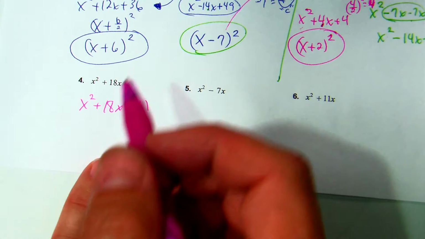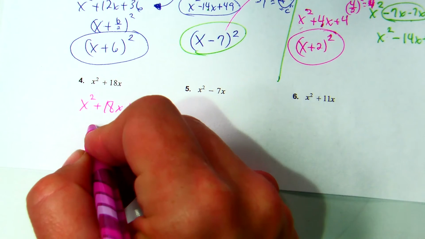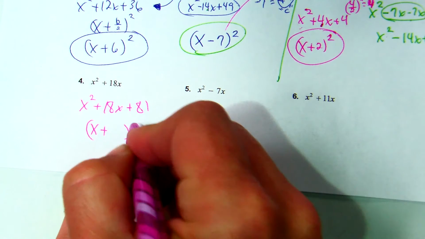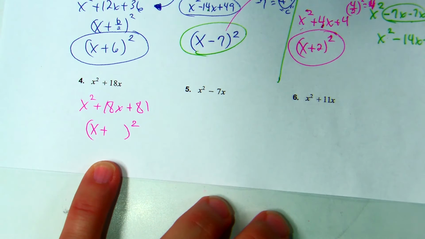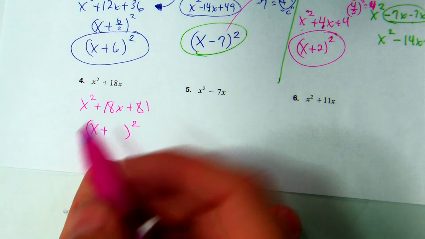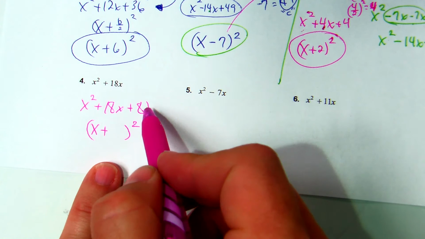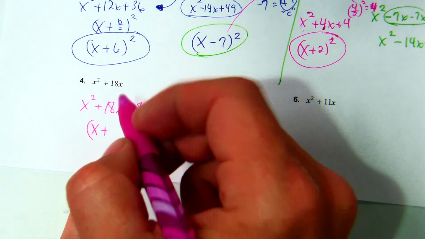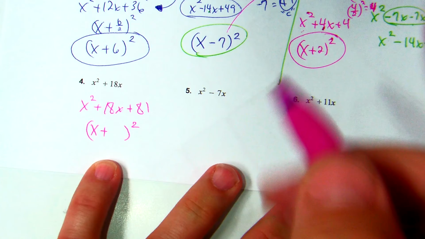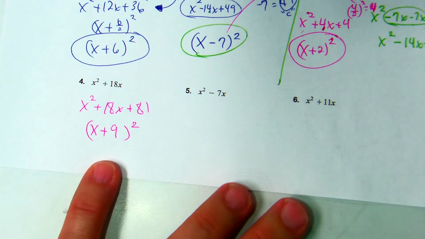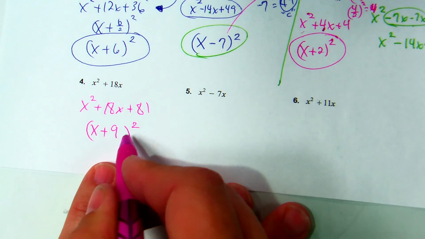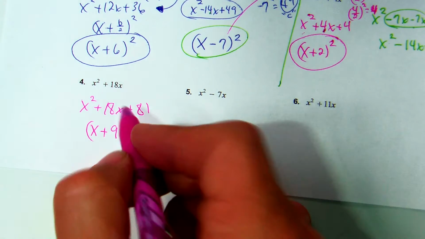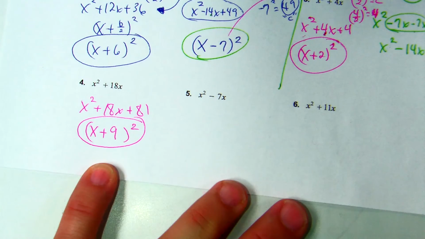Right? So also we know that this is just going to be what? X plus what squared? If I take 18 divided by 2, or I take the square root of 81, either one gives me the same answer. 18 divided by 2 is 9. 81, square root of 81 will give me 9. And so this is just x plus 9 squared. That's the answer for number 4.